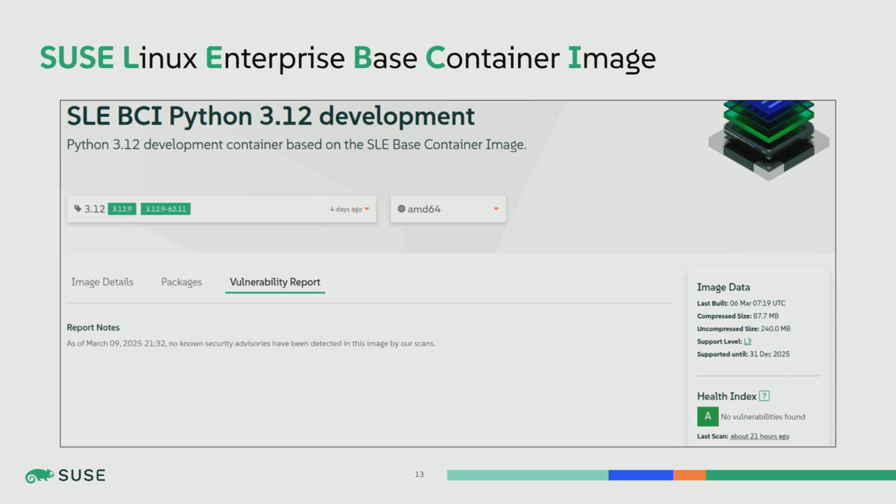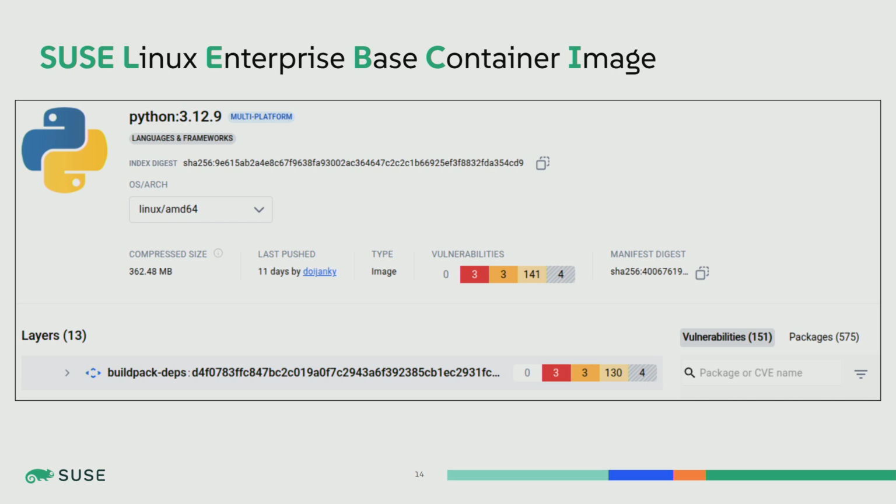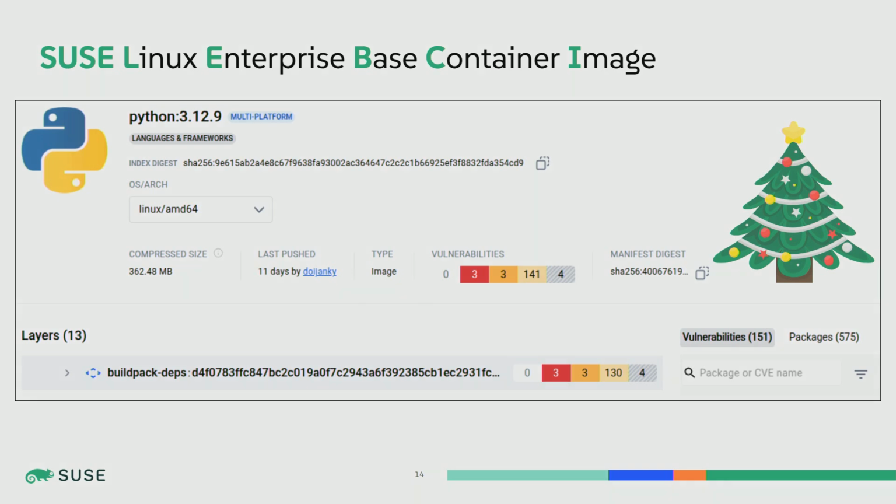So now this is the same image, the same main image available on Docker Hub, and these are the vulnerabilities that you have. You can see that this one has been built 11 days ago, where the previous one has been built 4 days ago. And you can see the differences, basically. You have vulnerabilities, you have warnings, and it looks like a Christmas tree, except we don't have any green, which is a shame.